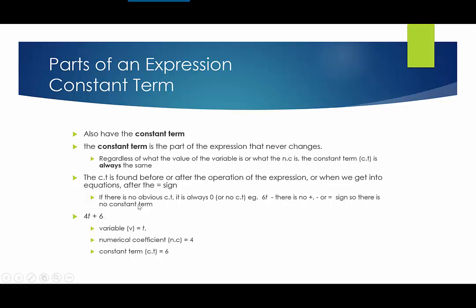Now this comes back to, if there's no obvious constant term, then it's always 0, or no constant term. With just 6t, there is no plus or minus sign or an equal sign, so there is no constant term attached to that. Here there's a plus sign and a 6, so our constant term is 6. If we had an equal sign here with a number at the end, then we could also say that 6 and whatever this equation equaled could be constant terms, because that's never going to change either.